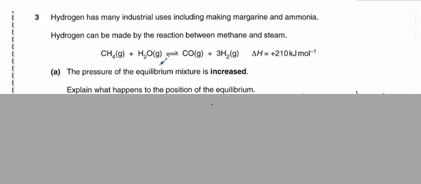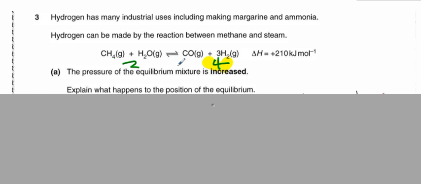So we're going to be asked about equilibrium here. The pressure of the equilibrium mixture is increased. Explain what happens to the position of equilibrium. So with pressure, we're always looking at the number of moles on either side. So here we've got 2 moles on this side, and here, that'll be 4 moles on that side.